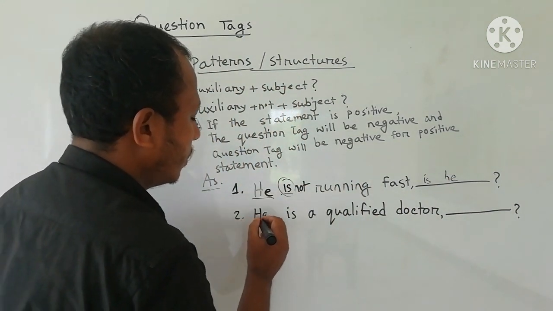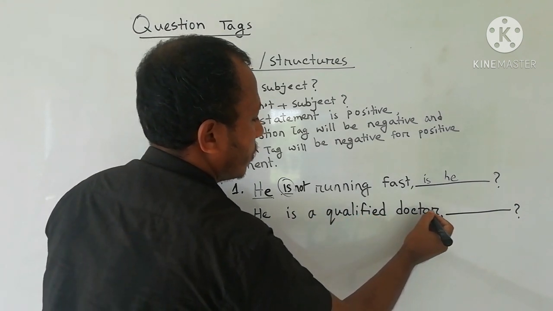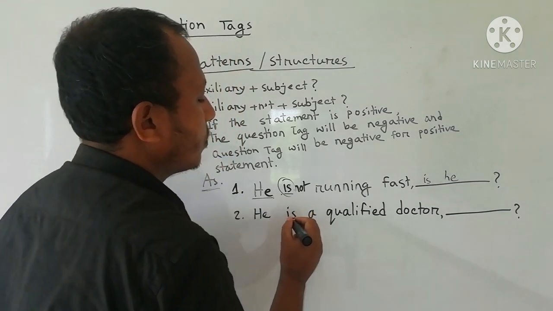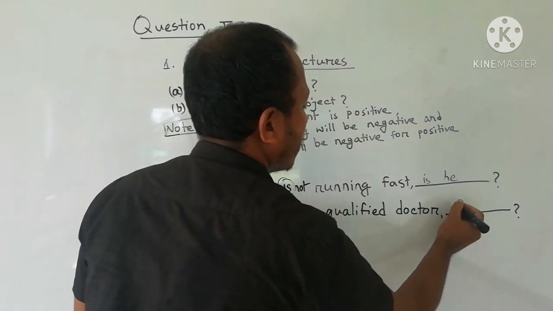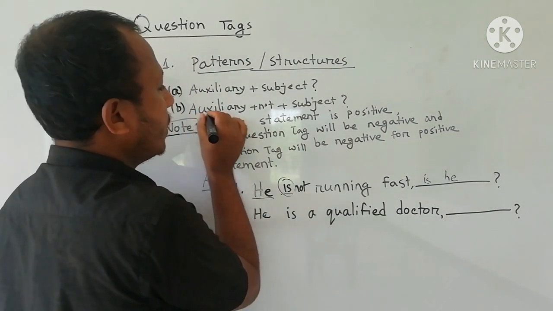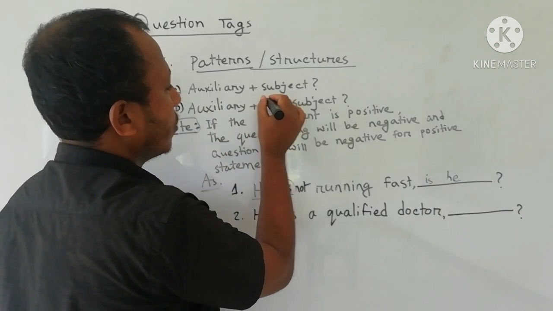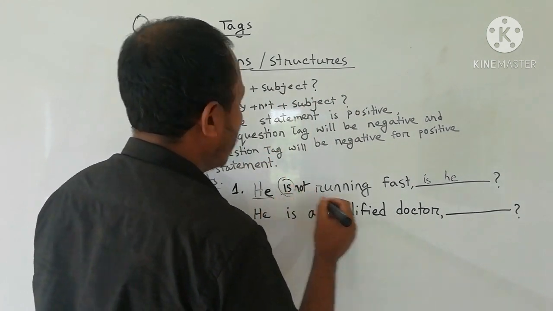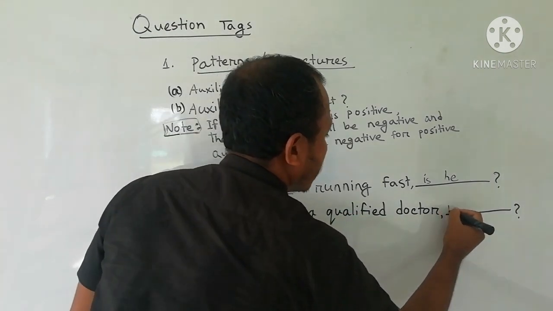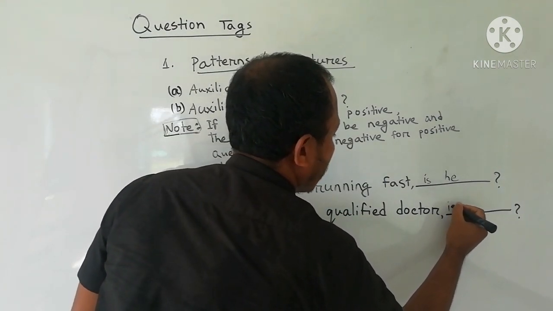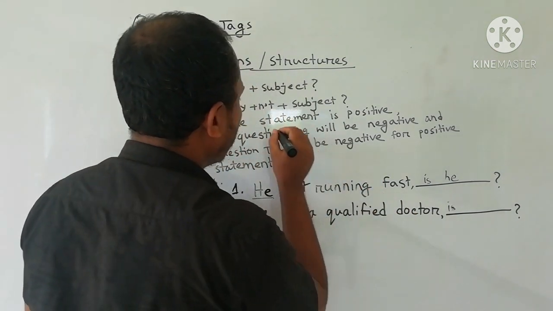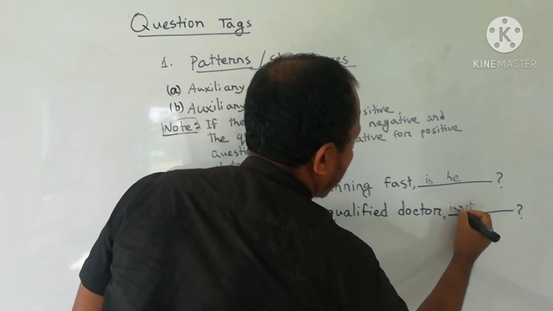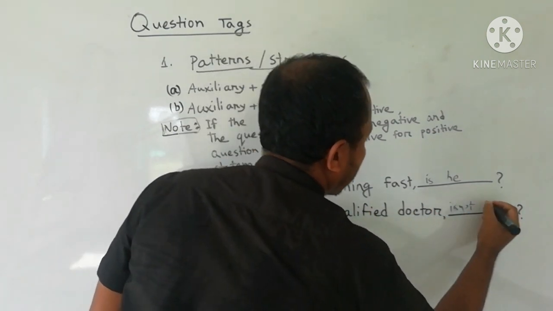And number 2, he is a qualified doctor. This sentence is a positive statement, so the question tag will be according to this pattern: auxiliary plus contracted form of not plus subject. Here auxiliary is is, and contracted form of not and elision sign t, plus subject he.